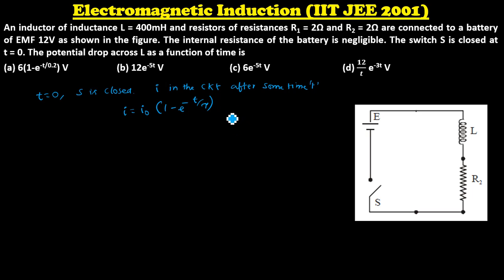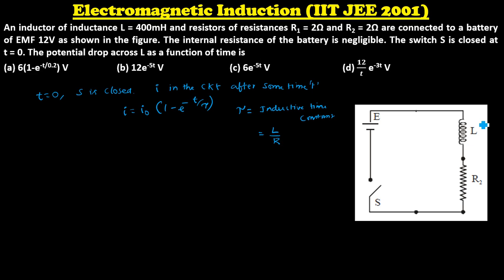We can derive it if you want. If you don't know, let me know in the comment box. I can derive that in the next video. I equal to I naught into 1 minus e power minus t by tau. What is tau here? Tau is nothing but the inductive time constant, and that is nothing but L by R.